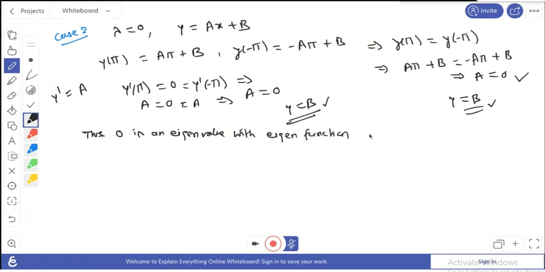Function is okay, so what will the eigenfunction be? That is y = yx, so a equals 0. So this is your eigenfunction. Okay.